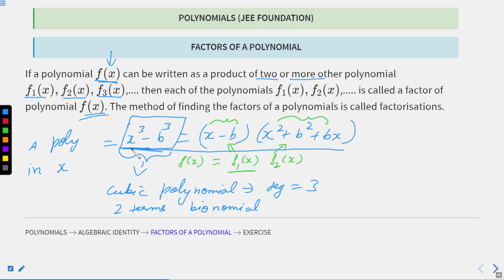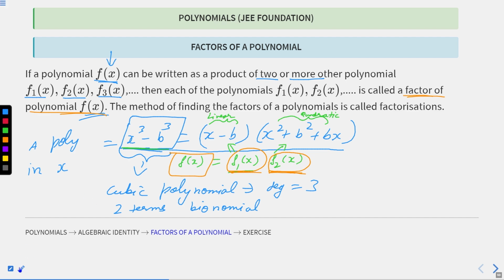So I have written my cubic polynomial as the product of two polynomials. One polynomial is linear, because the highest power of x is 1, and the other has the highest power of x as 2, so it is a quadratic polynomial. Then f1 and f2 are the factors of the polynomial f(x). I hope this is very clear to you.